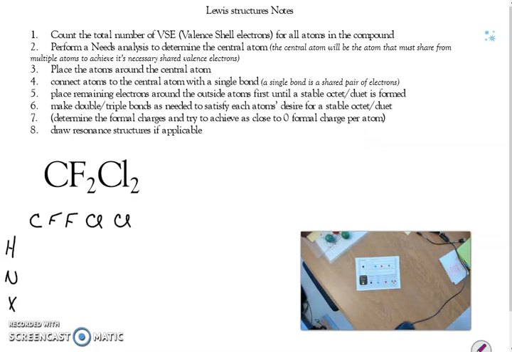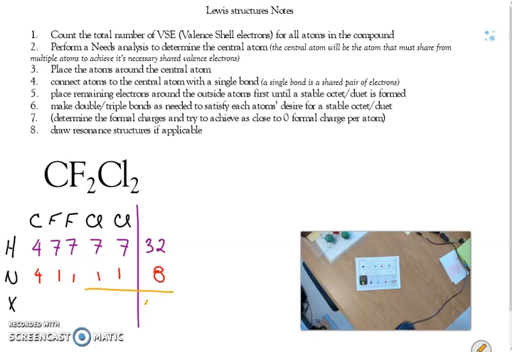Carbon has 4 valence electrons, each halogen has 7. So we have a grand total of 7 times 4 is 28 plus 4 is 32. So we have 32 valence electrons. However, carbon is going to need 4, and each halogen is only going to need 1. So we're only going to need 8 electrons to bond with. That means we're going to have some left over. The remaining ones are extra non-bonding electrons. That's going to be 24 non-bonding electrons left over.